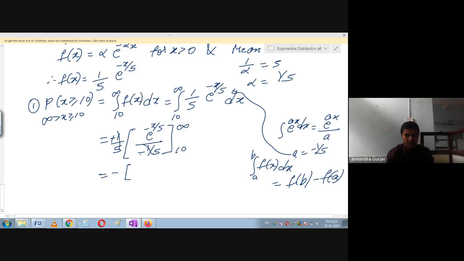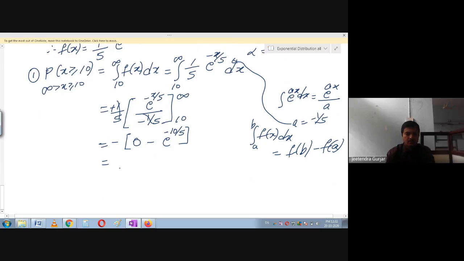So I will substitute the upper limit infinity first. You can take this as e raised to minus x upon 5, where x is infinity. So it is e raised to minus infinity upon 5, which is again infinity only. e raised to minus infinity you should know is always 0. So remember this please, e raised to minus infinity is 0. Then minus e raised to minus x, where x is 10, so 10 upon 5.